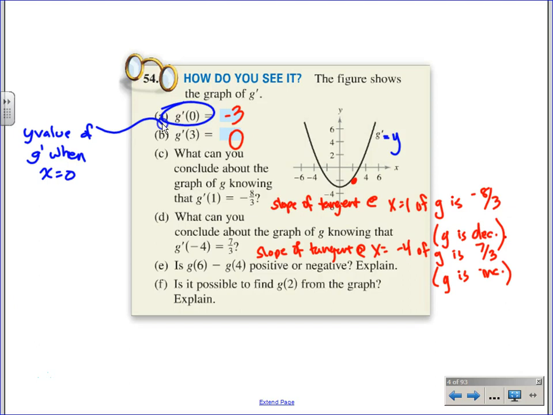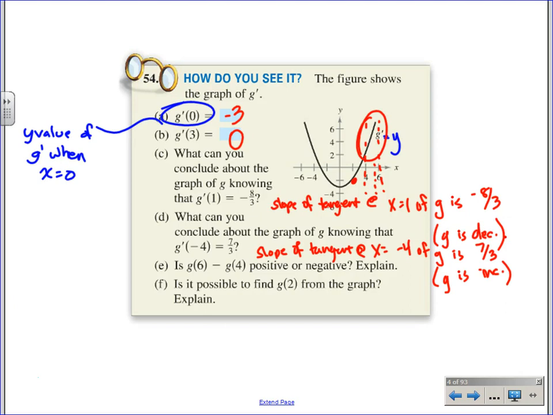Can we look and see whether he's increasing or decreasing between 6 and 4? How would we know that? Using g prime, how could we know that this is going to be positive or negative? Look at 4 and 6. Do you guys see 4 and 6? Pretend that's 6. Okay. What sign is g prime for all of those? Positive. Whenever g prime was positive, what were we saying about g?